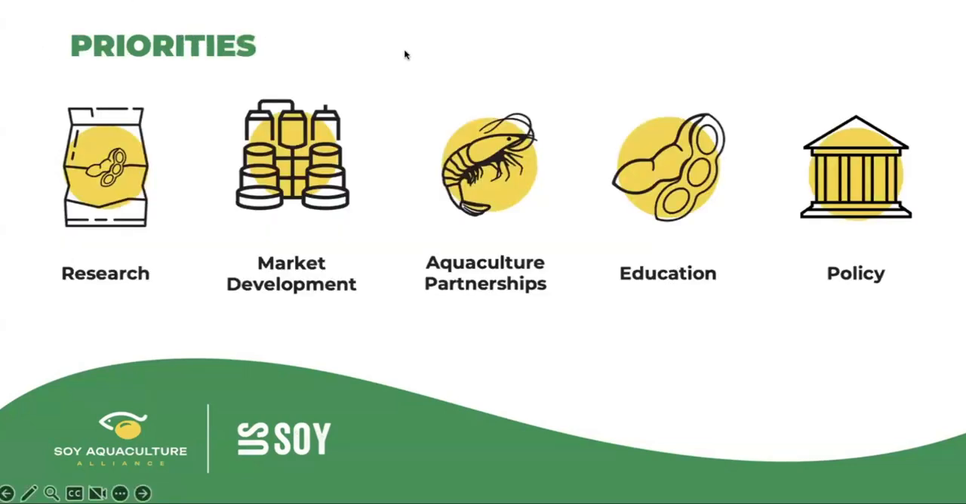And the way we deliver that mission is primarily through research. About half of our budget every year goes into aquafeed solutions, both maximizing soy inclusion, researching new soy products and their potential, even researching complementary ingredients to soy, and then trying to reduce anti-nutritional factors. So we do quite a bit of research there.